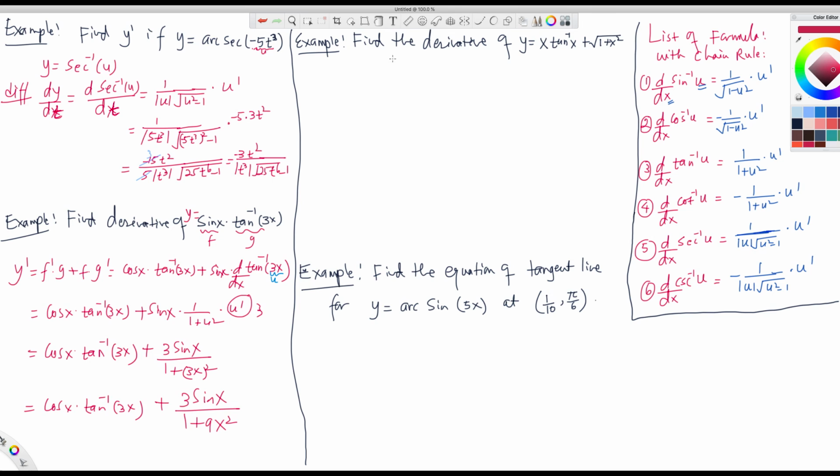The next example is find the derivative of y equals x tangent inverse x plus the square root of 1 plus x squared. Okay, so what will be y prime? It is like f times g in the first term, but the second term has just the power rule, like you can write 1 plus x squared to the 1/2 for that, right? So y prime will be f prime times g, which is 1 times tangent inverse x, plus x times, what is the derivative of tangent inverse x?